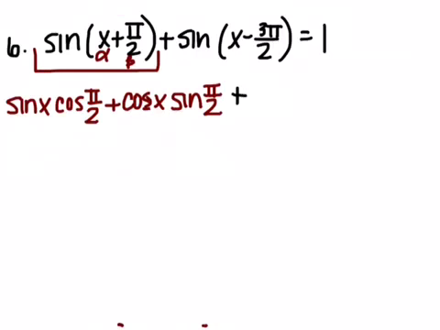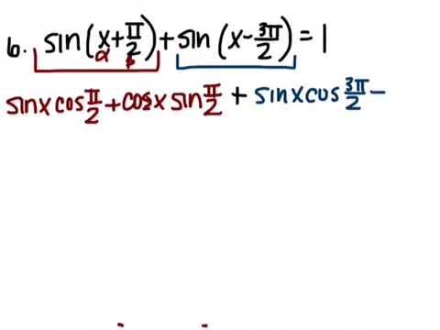Now we're going to expand our second term here. The second term is sine of x minus 3 pi over 2. So the difference identity there would be sine of x cosine of 3 pi over 2, and then we have minus cosine of x sine of 3 pi over 2. And we have this all equal in this problem to 1.